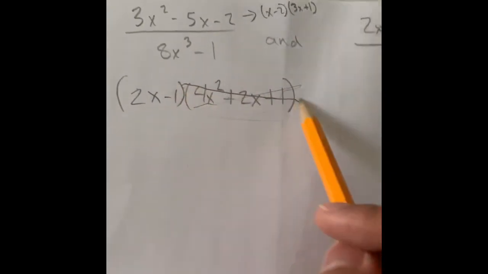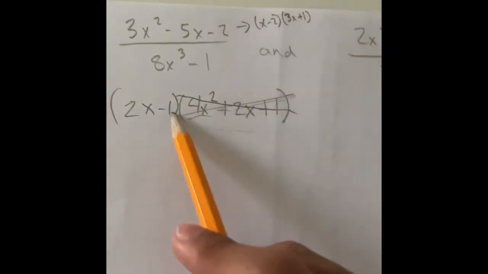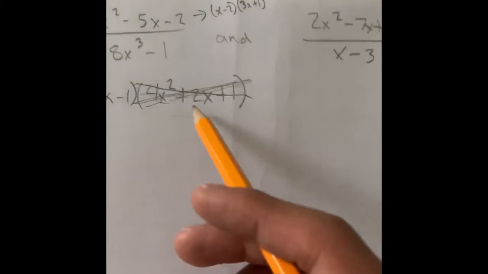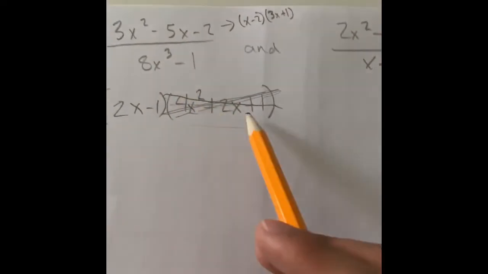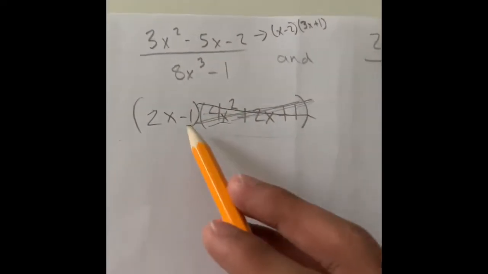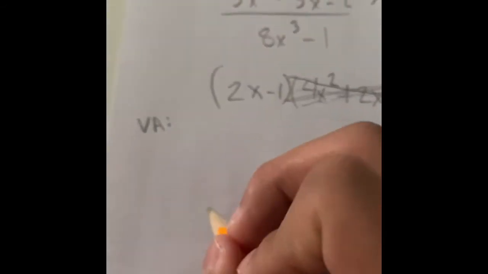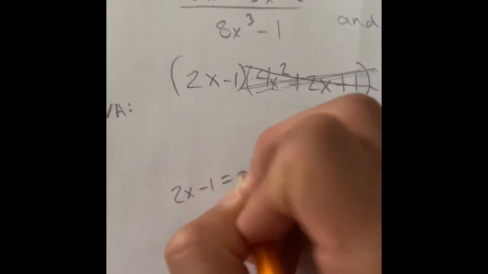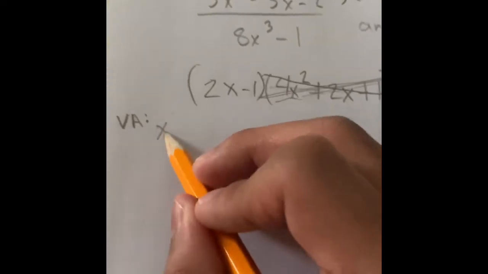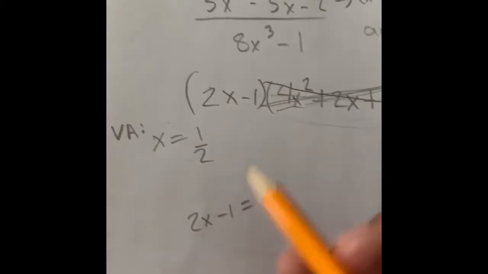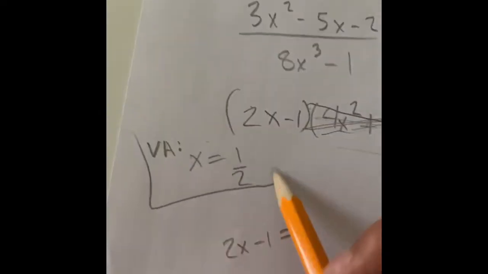So there are no solutions to it. There's no point having this, because if you can't plug anything in to get 0, that means there's no asymptote from this factor. But here, 2x minus 1, you can set that equal to 0. Then 2x minus 1 equals 0 gives an asymptote of x equals 1 over 2. So there's your one vertical asymptote for this equation.